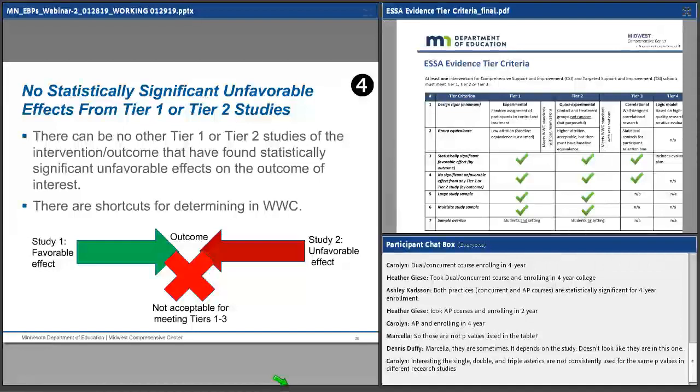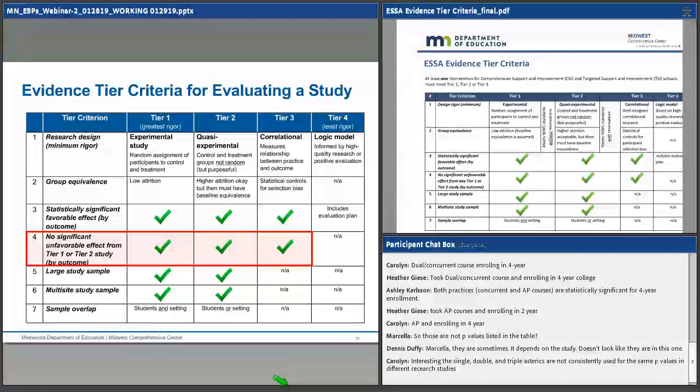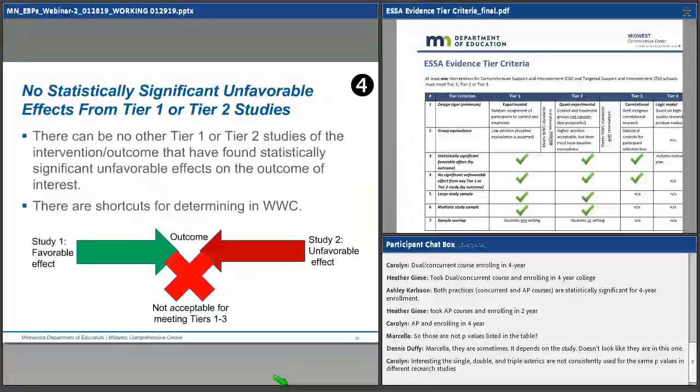I'm seeing other comments coming in that are all making excellent points. The asterisks are not necessarily formatted in the same way across studies, and it's very easy to get confused with the number of decimal points. You know, keep your 0.1s straight from your 0.001s. Just look very closely at those and make sure you're not mistaking the two. Any other questions about criteria 3 and 4? Again, we did a closer review in webinar 1, so check that out. But otherwise, the requirements are the same for tiers 1, 2, and 3.